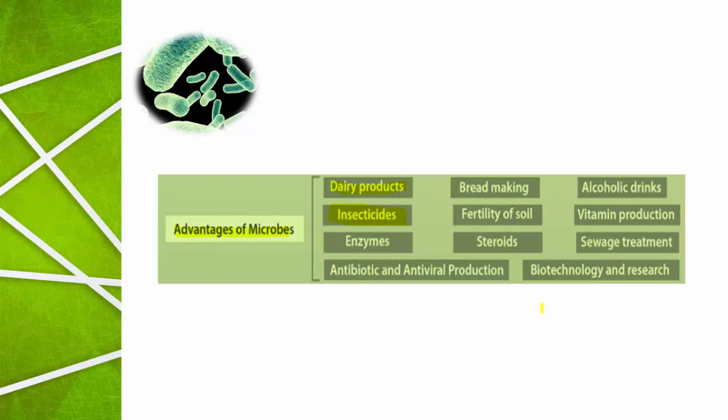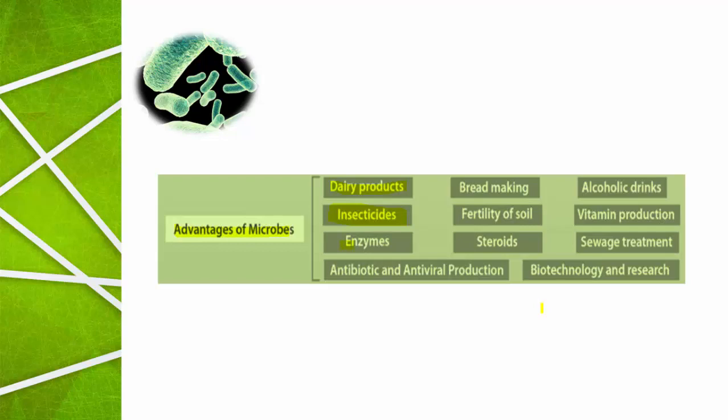Hope you are familiar with the term BT cotton. What is that BT? BT means Bacillus thuringiensis. That Bacillus thuringiensis is a bacterium and it is used to control and to kill the insects.